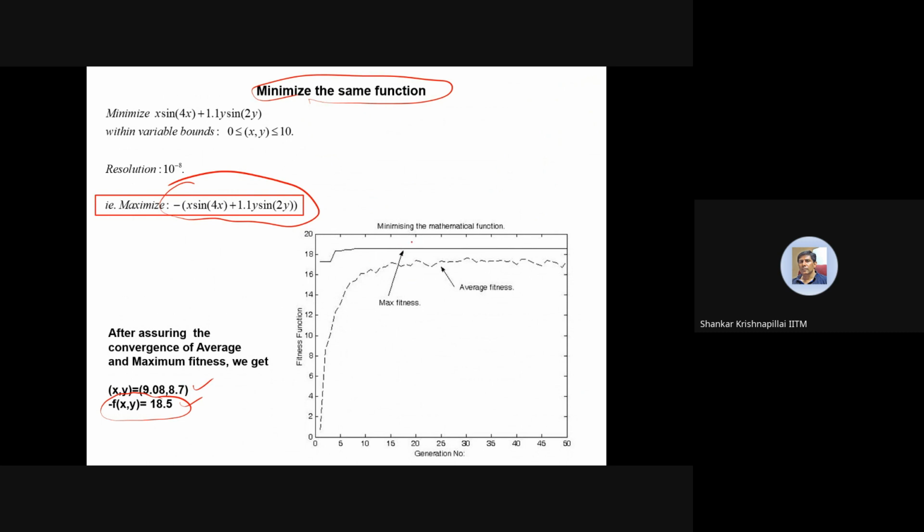Okay, so here also you can plot the maximum fitness, or the fitness of the best member of the population, and average fitness of all the members of the population. So you can see that it has come close.